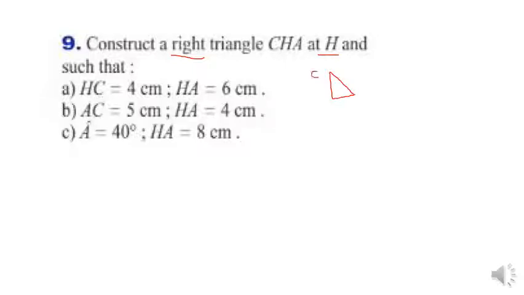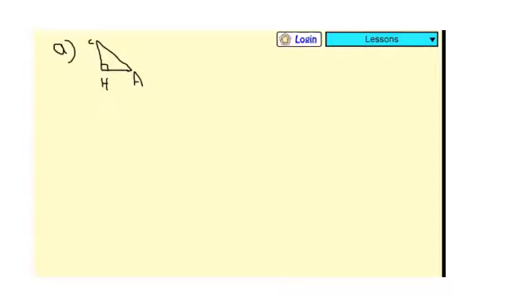It's CHA. It's a right triangle at H. Now let's start solving part A. As you can see here, we are going to start with part A. I draw a sketch for the triangle CHA which is right at H. Here we have a right angle. It's given that HA is 6 centimeters and HC is 4 centimeters.